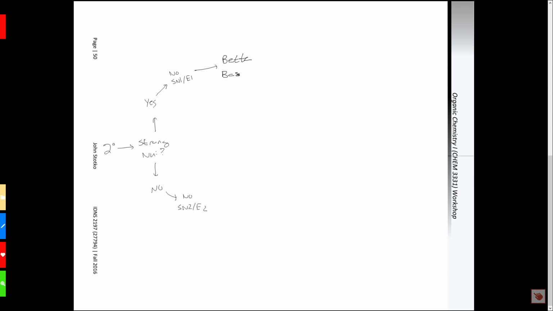Better base. If it is a better base, then it would rather do elimination. If it is not a better base, then it would rather do substitution. At that point we've already decided it is a strong nucleophile, so it can do one or the other.